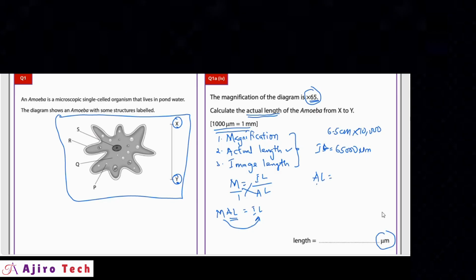Actual length will now be equal to image length. My image length is 65,000 micron over magnification, which is 65. So my actual length will now be 1,000 micron.